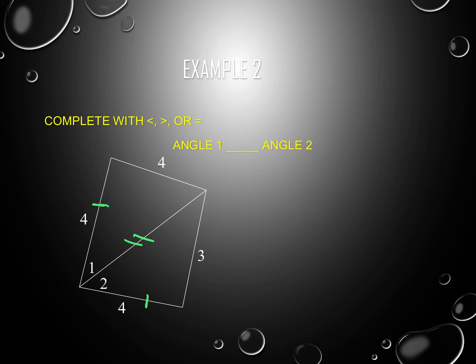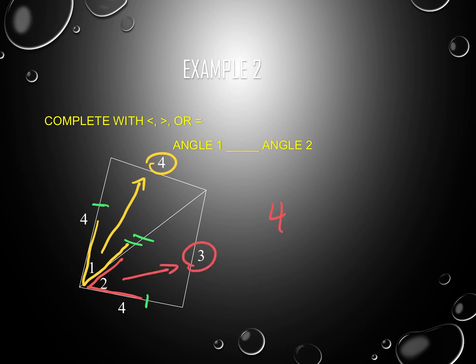So the two angles that I'm comparing are angle 1 here, and it's going to look straight across at the 4. And then I'm going to also compare it to angle 2, and it's going to look at the 3. So because 4 is greater than 3, I can see that angle 1 is the larger angle here. It's opposite the side with the side length of 4, and angle 2 is opposite the side with 3. So that tells me angle 1 is larger than angle 2.